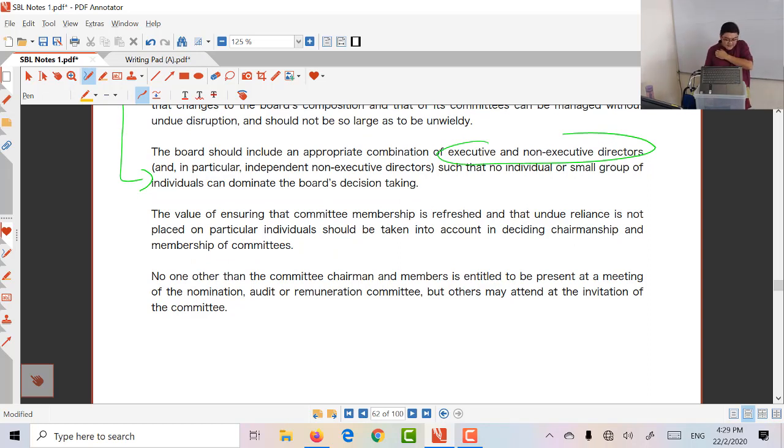Now, if you see the second last paragraph, it says over here that the value of ensuring committee membership is refreshed, and that undue reliance is not placed on a particular individual, should be taken into account when you want to decide the chairman and the committee members. Now, what does it mean by the value of making sure that committee membership is refreshed?